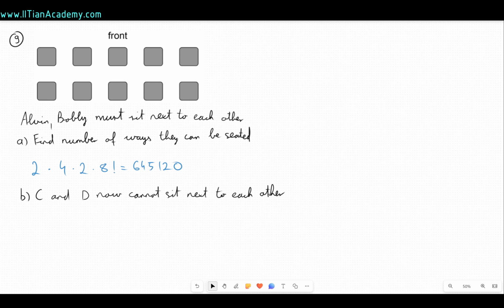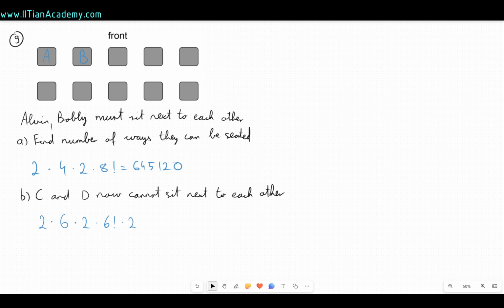So the first case is when A and B sit in these first two seats. So again, they can sit as A and B or B and A. That'll be 2. And then C and D can sit in 1, 2, 3, 4, 5, 6 different places. And again, they can sit as C and D or D and C. So that's just a multiplier of 2. And the rest of the students can sit in any way they want.